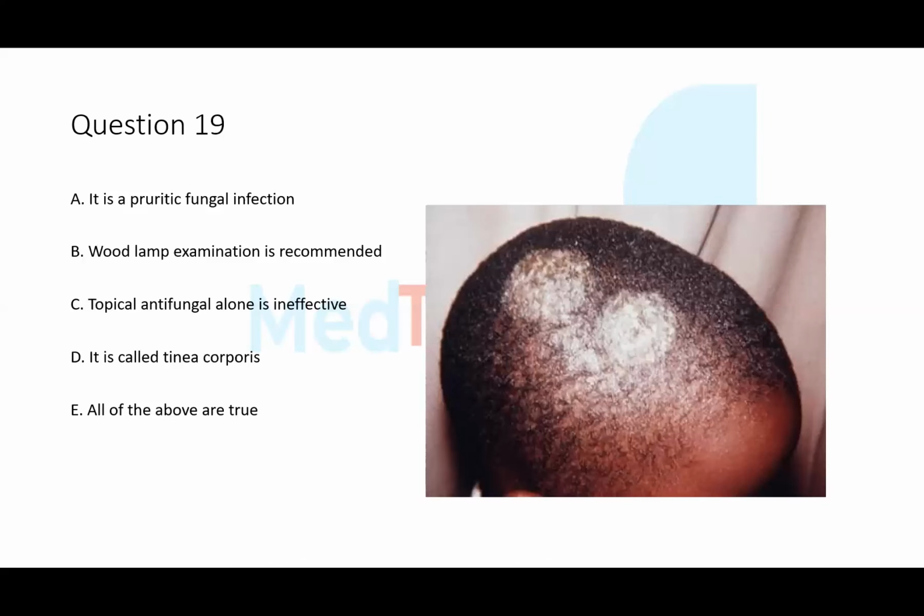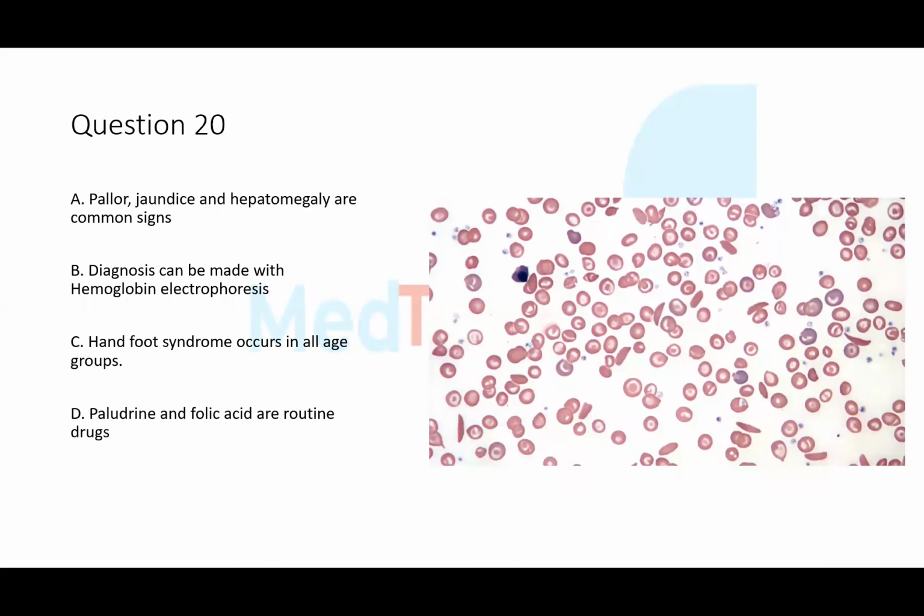So the next question, next slide. Looking at this slide, it is said that pallor, jaundice, hepatomegaly are common signs. You still don't understand what the slide is telling you. Diagnosis can be made with hemoglobin electrophoresis. Oh, something now comes to mind. They now tell you about hand and foot syndrome occurring in all ages. They've already hit it on the head for you with that. So you go back to the slide and you see those spindle-shaped, sickle-shaped structures on the slide.